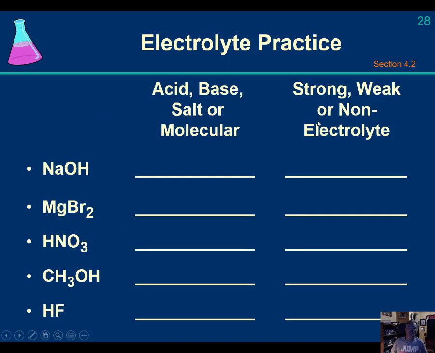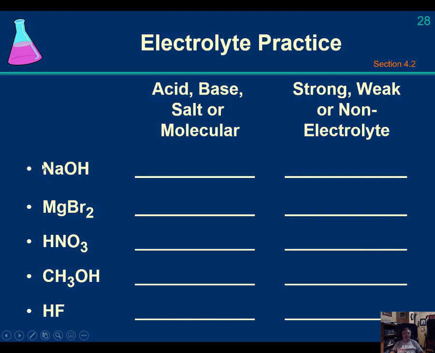Let's do a little electrolyte practice and put these compounds in categories as acid, base, salt, or molecular. And depending on whether it's an acid, base, a salt, or molecular, strong, weak, or non-electrolyte. A couple of things to remember. Strong bases are strong electrolytes. Strong acids are strong electrolytes. Most salts are strong electrolytes. And most molecular compounds, other than your acids, are non-electrolytes.